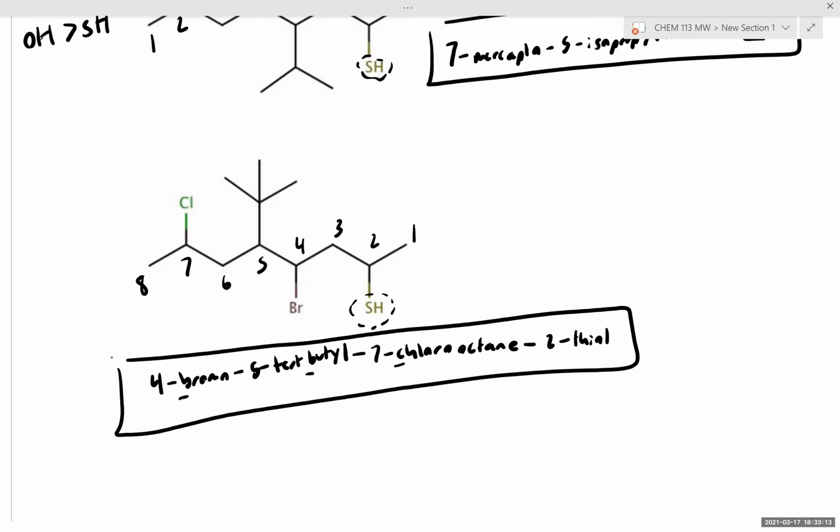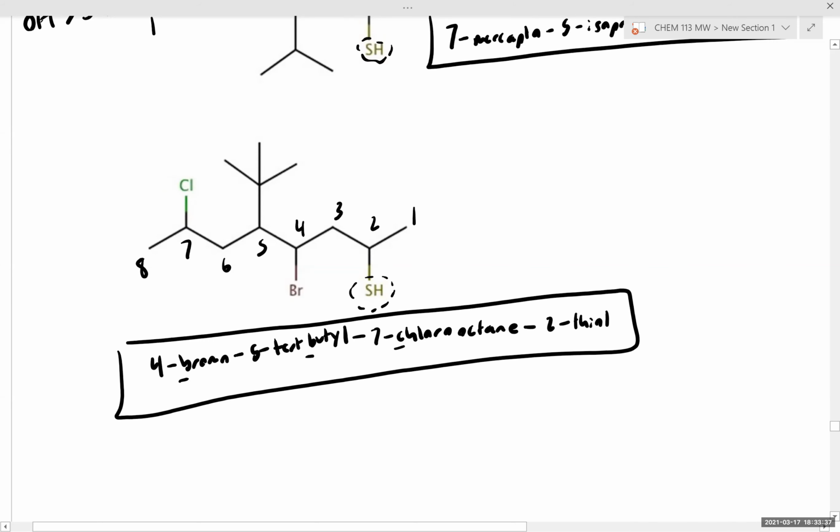In the previous example, when you put the octane and we had the ol as a suffix, you omitted the e. Yes. But for thiol, why don't you omit the e? Okay. That's just the difference between thiols and alcohols. Does that answer your question? Yes, thank you.